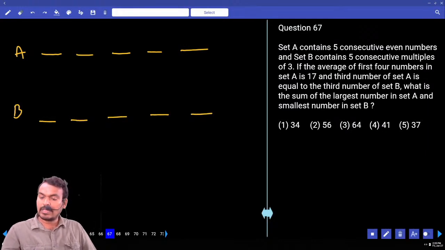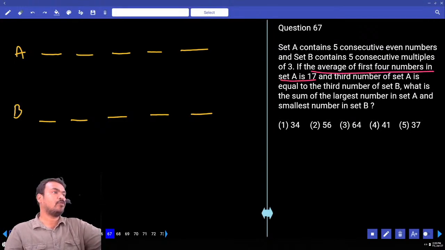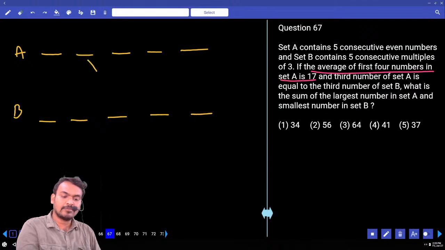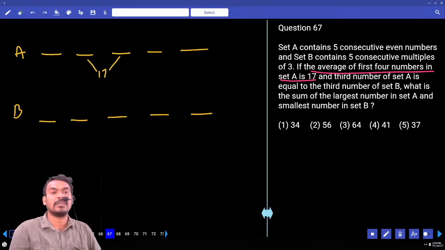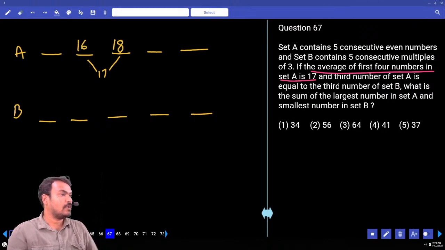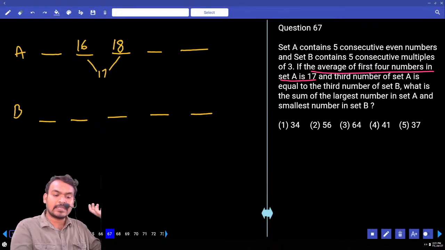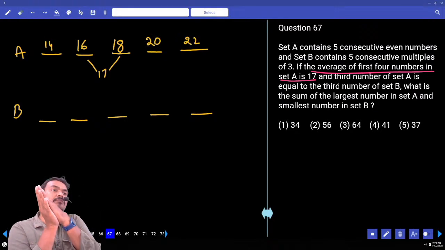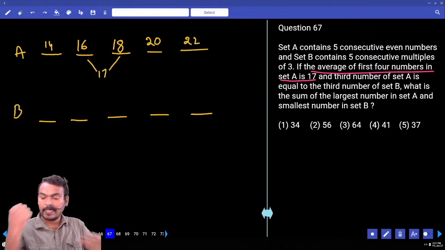Okay. And one more: the average of the first 4 numbers in set A is how much? 17. The first 4 numbers' average represents the in-between value of the second term and third term. The in-between value of the second term and third term is how much? 17. If it is 17, this one is 16. This is 18, or not? The third term is 18. Next number is 20. Next one is 22. What is the smallest number? 14, or not? These are the even numbers in set A or set B? Set A.